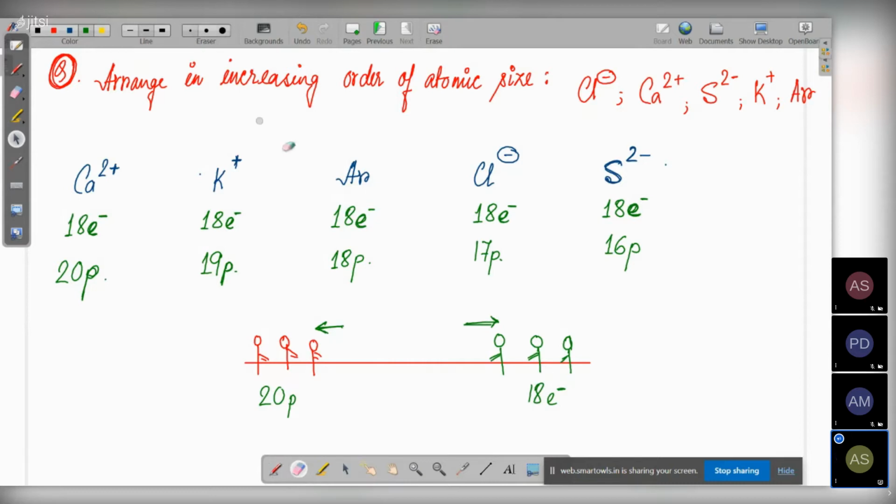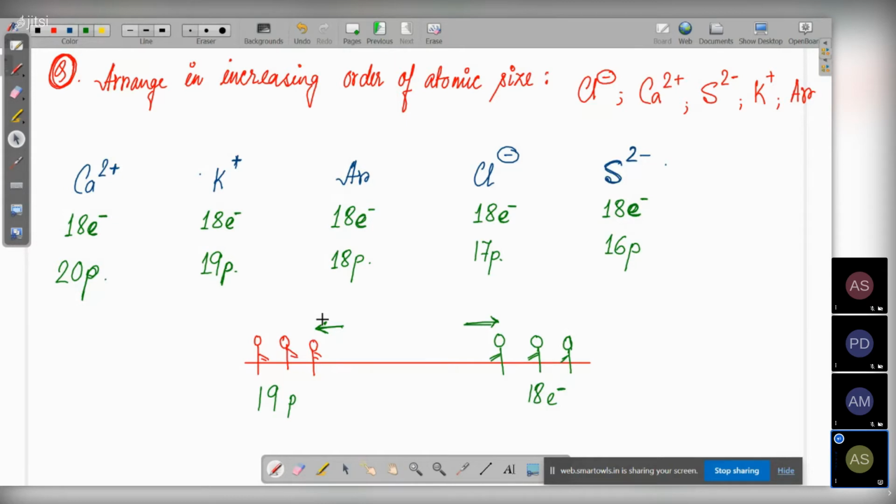Now let's see for potassium. For potassium, there are 19 protons, and on the opponent side you have 18 electrons. So here also the strength of the protons is more because there are 19 protons. So the 19 protons will win this tug of war game. They will pull the 18 electrons closer to itself. That is why the size of K plus will also decrease.